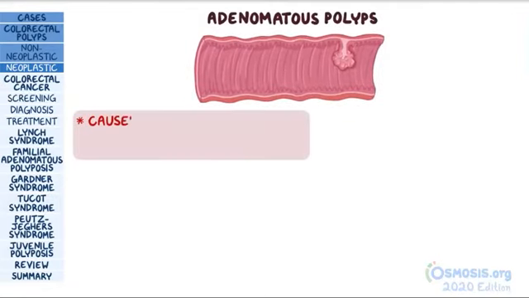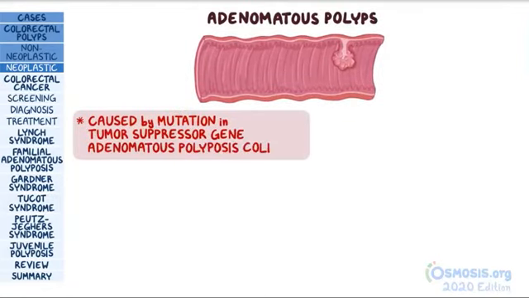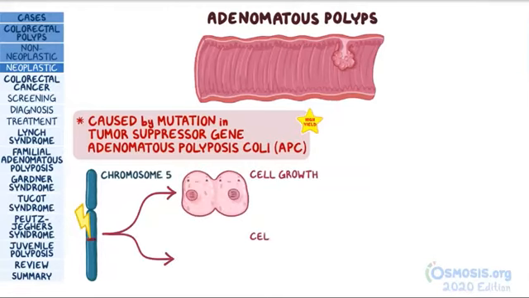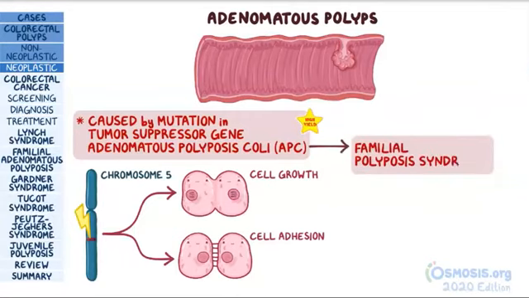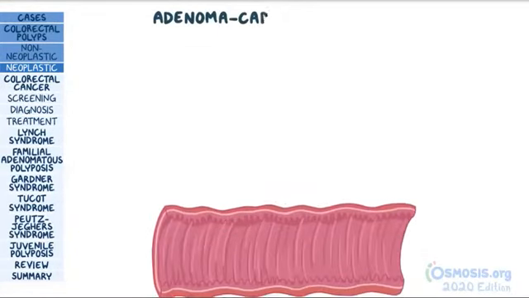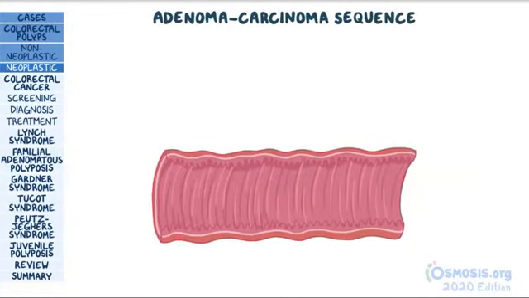Adenomatous polyps are caused by a mutation in the tumor suppressor gene called adenomatous polyposis coli, or APC for short, which is located on chromosome 5 and is responsible for the regulation of cell growth and cell adhesion. Moreover, the mutation of the APC gene is present in all familial polyposis syndromes, and most cases of sporadic colon cancer.